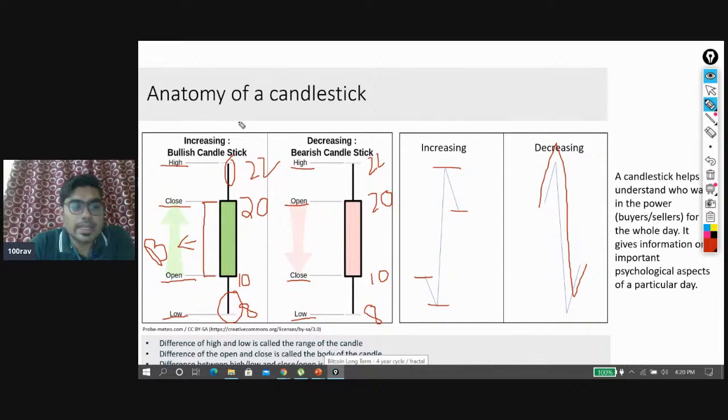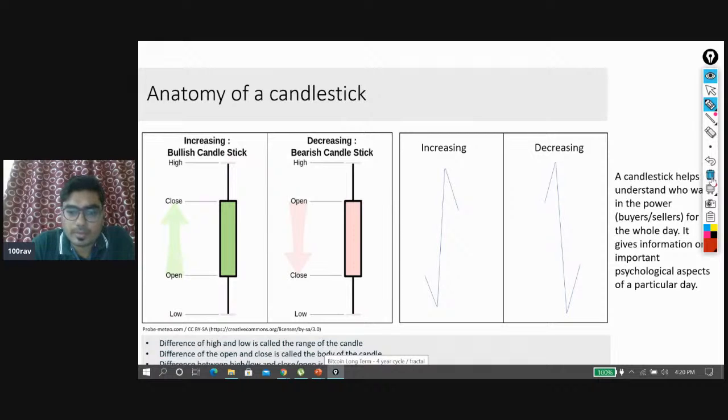Okay. And if we see this from a buyer seller perspective, then what is happening here? The buyers are more active here, right? Because they are buying continuously. The price did not sustain at the low. It closed higher than where it opened. The flip side is here where same argument goes, and we can say that here the sellers were more active.